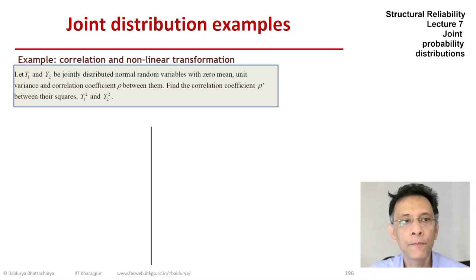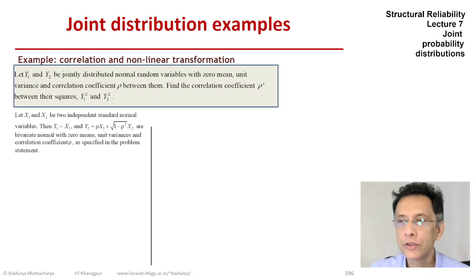So we will call that rho prime. So to start with, let's define y1 and y2 in terms of two independent standard normals, so that the statistics of y1 and y2 are satisfied. So let x1 and x2 be these two individual independent standard normals, and we define y1 as equal to x1 and y2 in terms of a linear combination of x1 and x2, as you see on the screen.